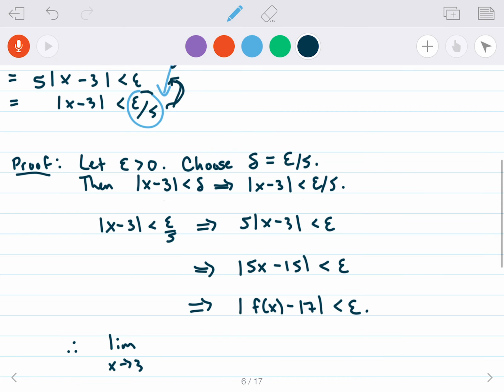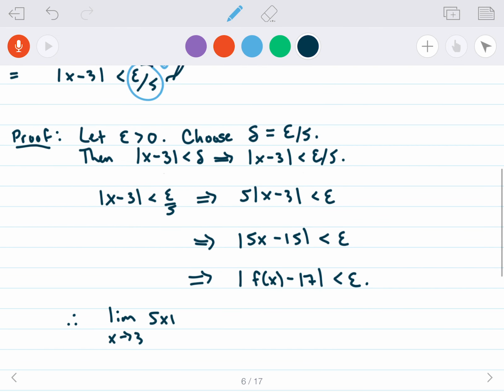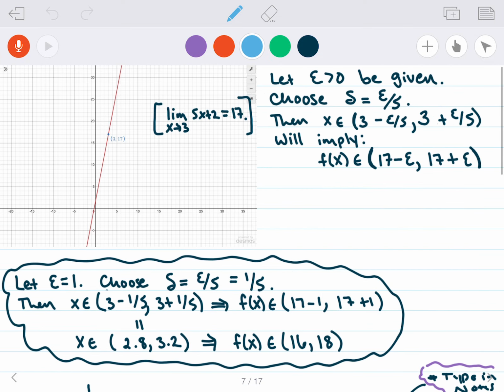5x plus 2 equals 17. Okay, so we've just proved using the epsilon delta definition of a limit that the limit is 17. And we know this from calculus: 5 times 3 plus 2, like 17. Yeah, we got it. So let's think about what this means on a deeper level.